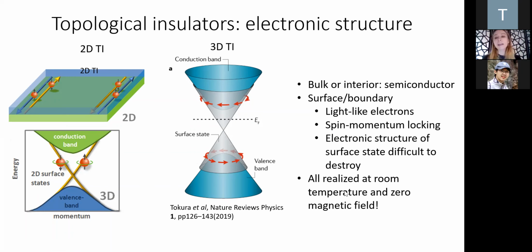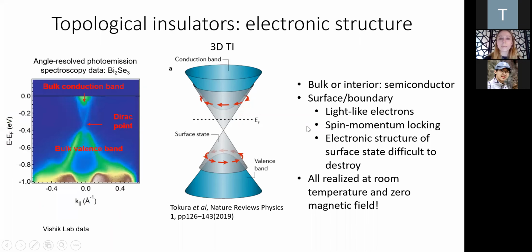associated spin. And finally, an important aspect of these materials is that this electronic structure of the surface state is difficult to destroy. So if you dump non-magnetic impurities on it, nothing will happen. If you raise the temperature, nothing will happen. It's a very robust surface state. The only way to really kill it is to add magnetism, such as magnetic impurities or a magnetic field. And importantly, these unusual electronic structures of topological insulators are realized at room temperature and zero magnetic field. So very ambient conditions.